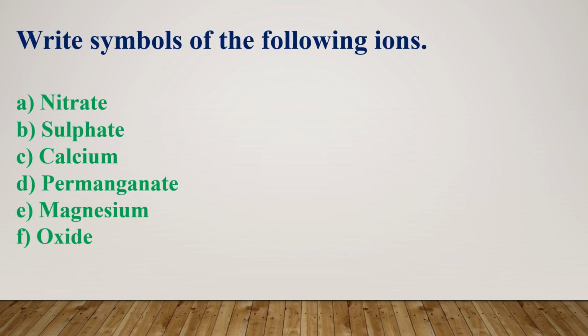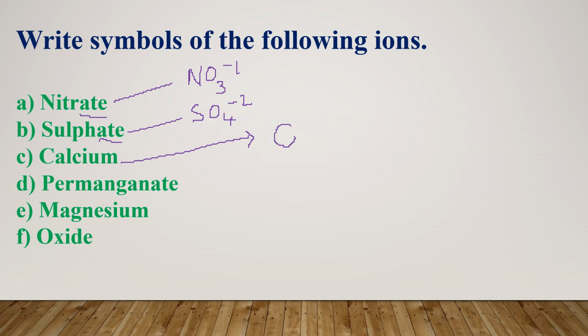Then here it is asking for symbols. Write the symbols of ions. Nitrate: generally NO3, you have to write the charge as a superscript like this, minus 1. Always you have to write the charge first, then the number. Next one is sulfate. Sulfate means SO4 minus 2. You have to write sulfate, ATE. Sulfite and sulfide are there, but it is asking ATE, so you have to concentrate on ATE.